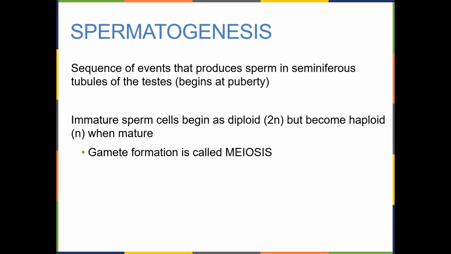This process of producing gametes, eggs and sperm, taking it from a diploid level where we have a complete 23 pairs, 46 chromosomes, to a haploid level is called meiosis. The production of gametes, sex cells, is meiosis.